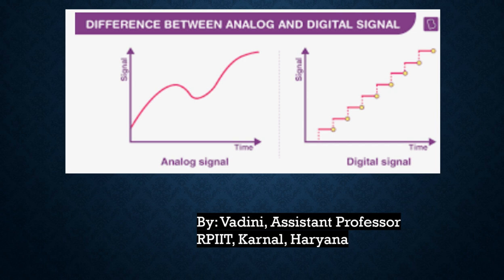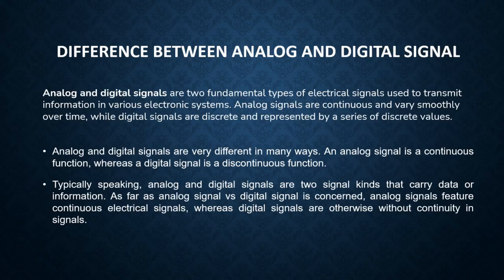Today we are going to learn about the difference between analog and digital signals. Analog and digital signals are two fundamental types of electrical signals used to transmit information in various electronic systems. We have already discussed in my previous video specifically what is an analog signal and what is a digital signal.